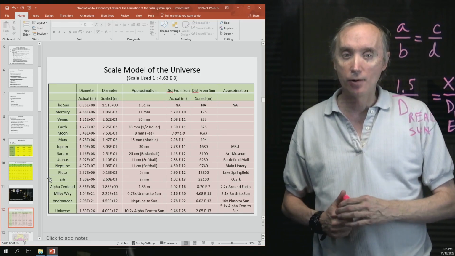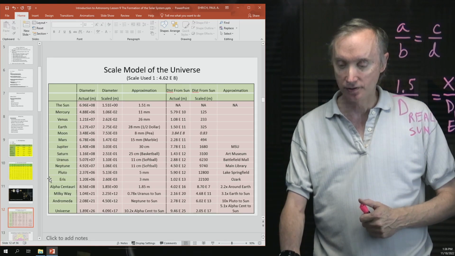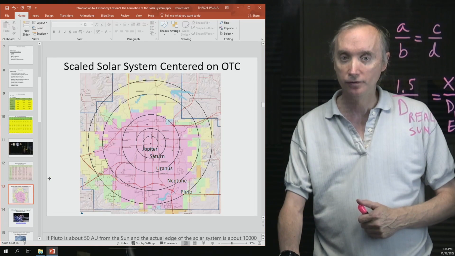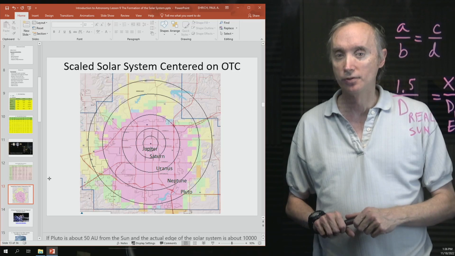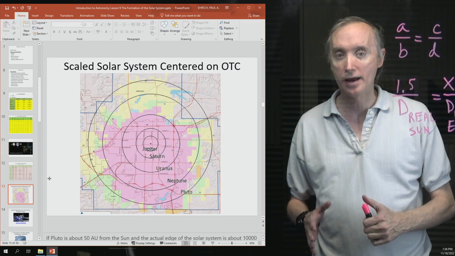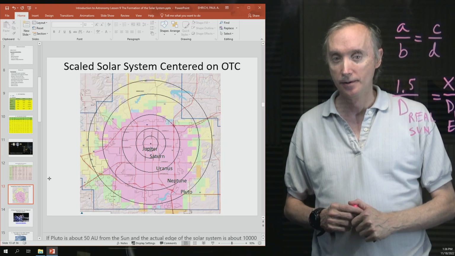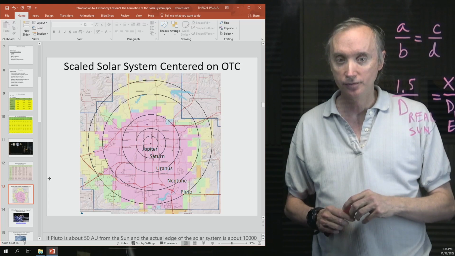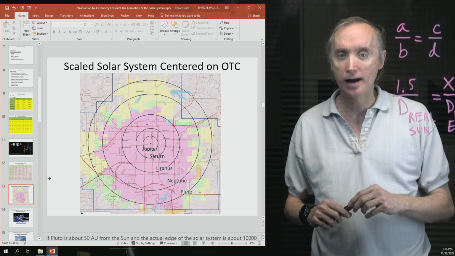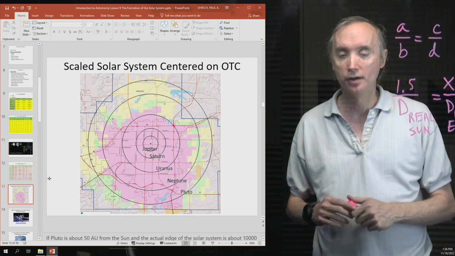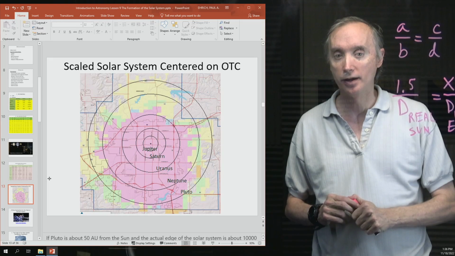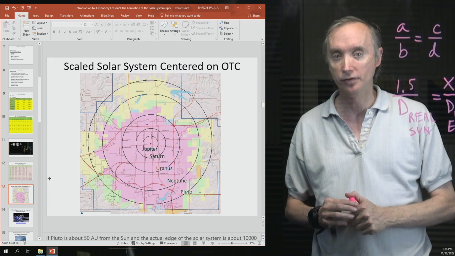And so I went ahead and calculated all those distances, and it turns out that we could fit the entire solar system onto a map of Springfield, Missouri. And then Pluto, you can see, would be way outside, almost on the limit of Springfield, out by what we call Lake Springfield.